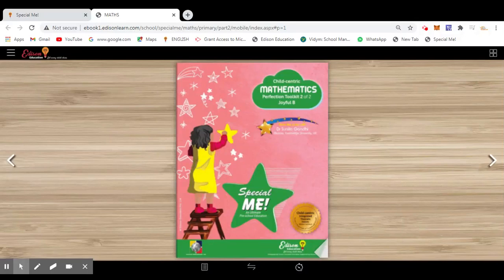Now it's time for the math session. So students, take out the child-centric mathematics perfection toolkit 2 joyful B. And in our today's session, we are going to do revision of math subject. So now students, open page number 6.